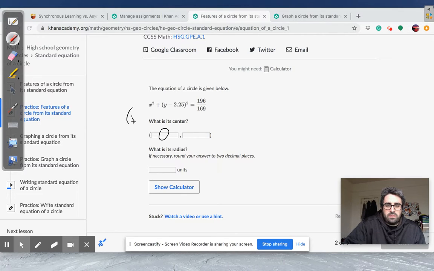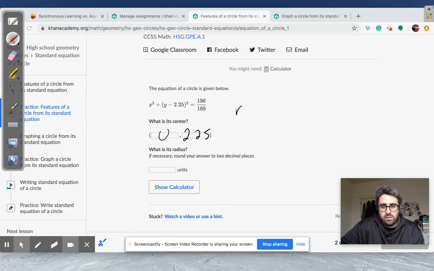So for x, you could say this, because we don't see a number here, would be x minus 0 squared. And if you were to FOIL this out, it would come out to x squared. So that's kind of the math behind that. And then this one, it's pretty straightforward. It would just be the opposite of negative 2.25, so positive 2.25.